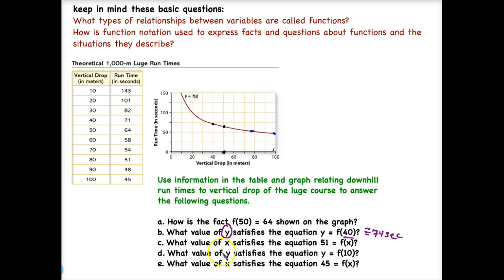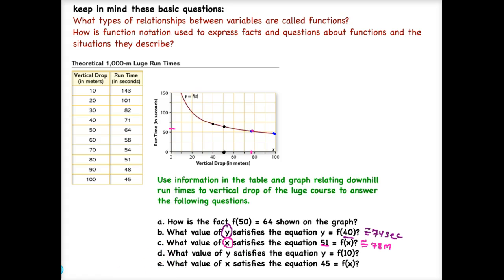How about C? What value of x satisfies the equation 51 equals f of x? Now notice I'm looking for x, no longer y. I have my y value, and that's 51. So if I go to approximately 51 and then scroll along this grid, I can see that it intersects here, and my x value is approximately 78 meters. Notice that I'm describing this as meters because this is my x-axis or my independent variable.